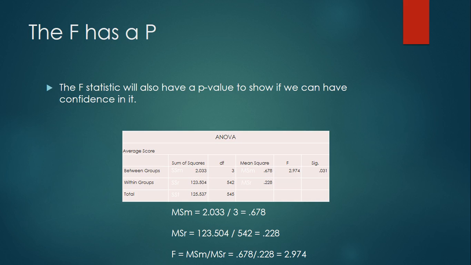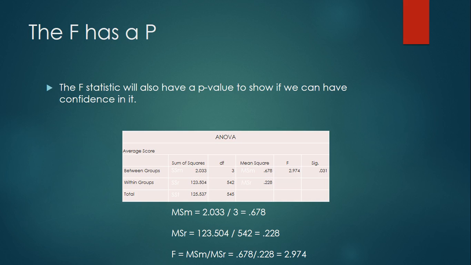Then we're going to take the final step. And the final step is we're going to calculate our F statistic. We do our calculation of our F statistic by taking 0.678 and dividing it by 0.228. And we come up with a value that is almost 3. And while that's not a great F statistic, it is still a high enough F statistic to suggest that the ANOVA did find a sufficient amount of variation between the groups in order for us to say there's something there.